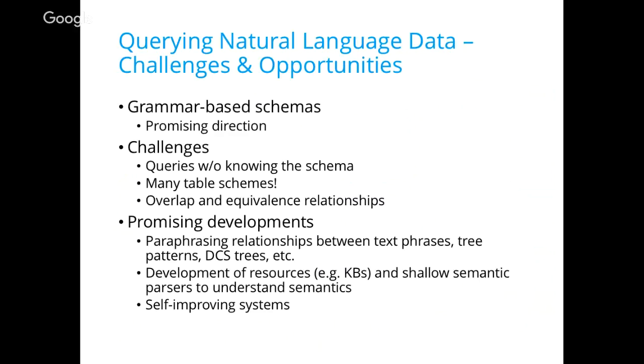There are some promising developments, such as work on paraphrasing relationships between text phrases, tree patterns, DCS trees, and so on. Those are the kinds of resources that we can tap into. There are also developments of resources and shallow semantic parsers, and again, those are resources we can look into.